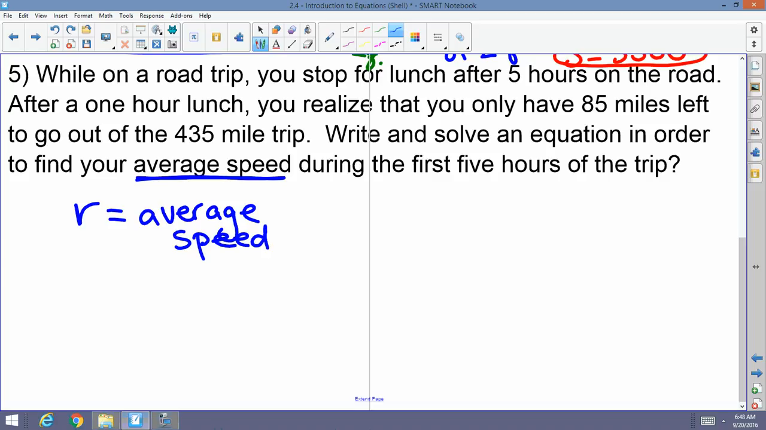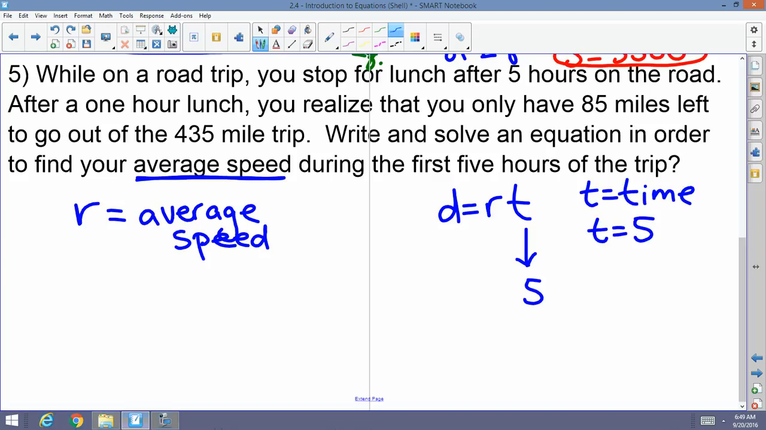Now, little note here. Let's remember that distance equals rate times time. Let's see what they gave us. They gave us time. They want to find the average speed during the first 5 hours. So my time here is 5, right? T is for time, and in this case, time equals 5. My rate we don't know, so that's R, and that's going to equal my distance.